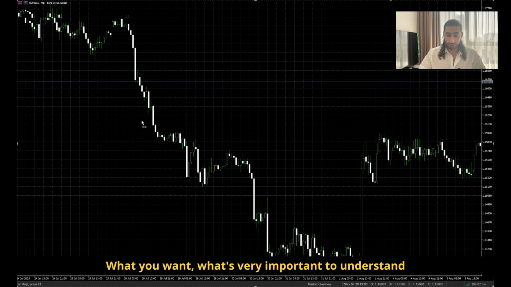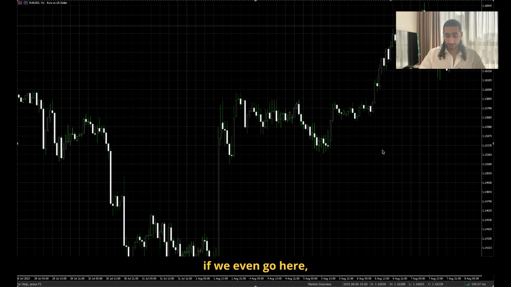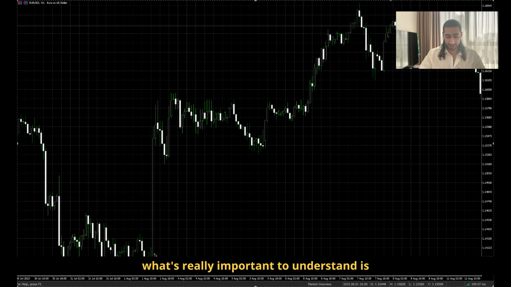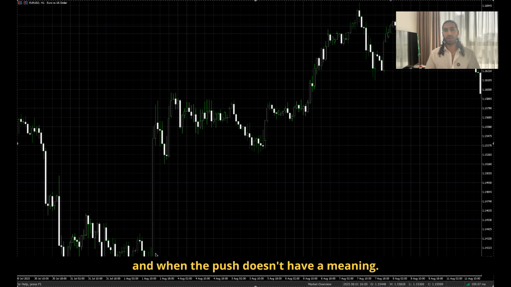What's really important to understand is when the push has a meaning and when the push doesn't have a meaning. If the push has a meaning, you can basically make the assumption that there's an actual seller or buyer behind this push. If this push has no meaning, you want to be extra careful in taking the trade and riding that price.